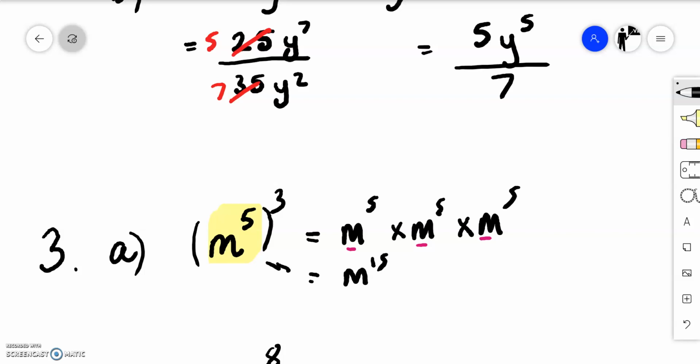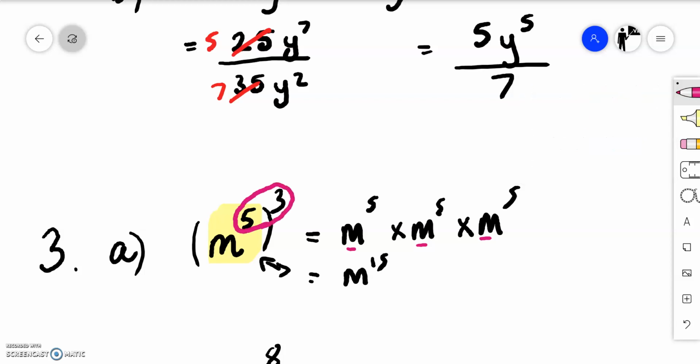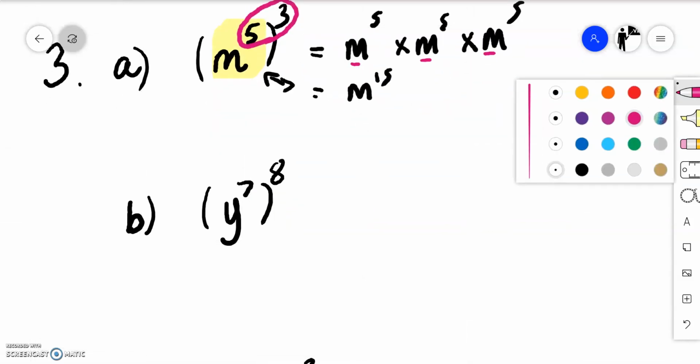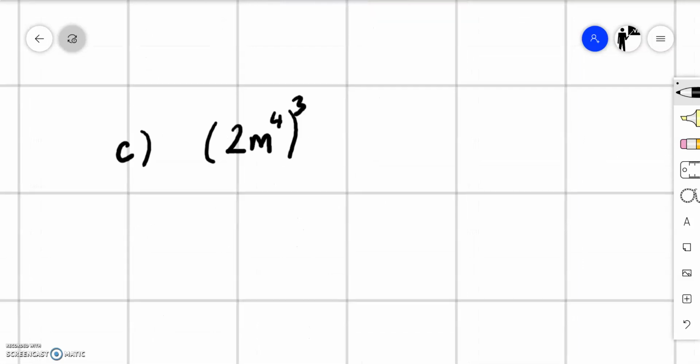Is there a shortcut to get from here to here? Oh, yeah, there is. Because when we have a power raised to a power, we can just use the shortcut of multiplying those two values. 3 5s are 15. So instead of writing y to the 7 times y to the 7 times y to the 7, 8 times, we can use this shortcut. We've got a power raised to a power. So I can just multiply these two guys. So that's 7 8s are 56.